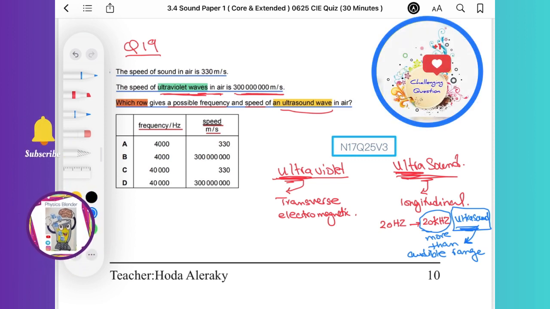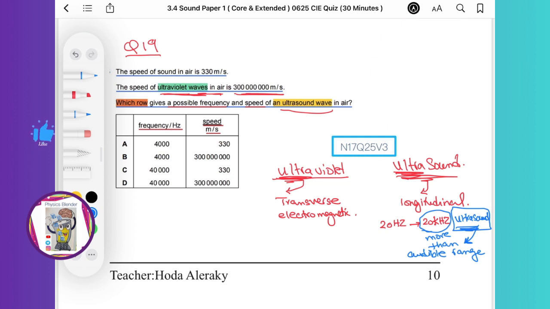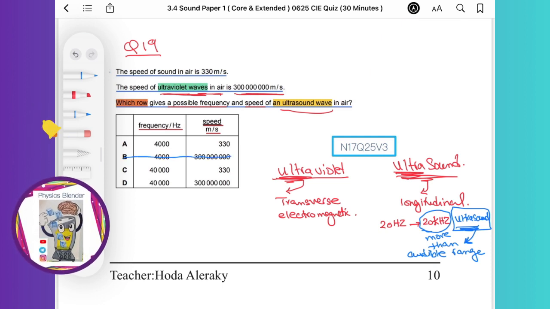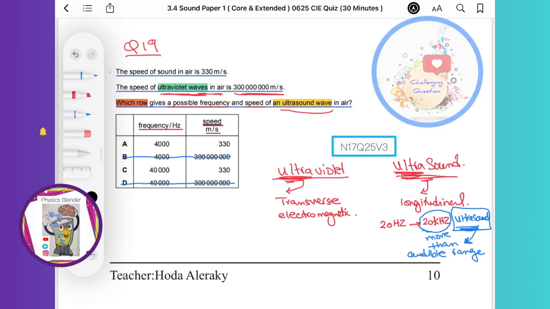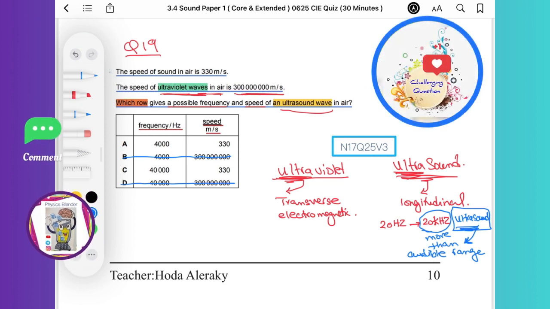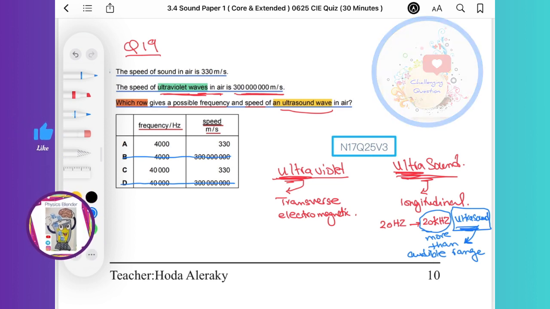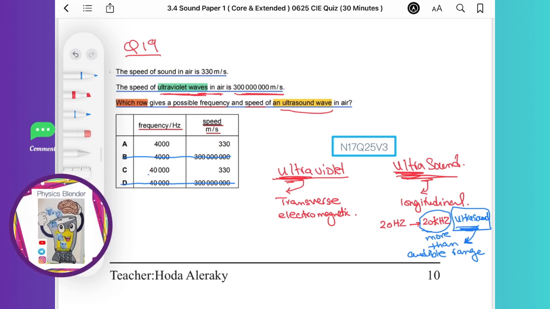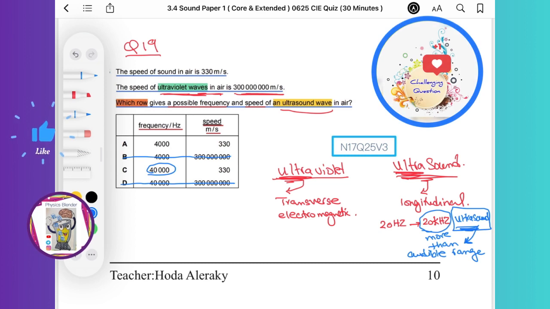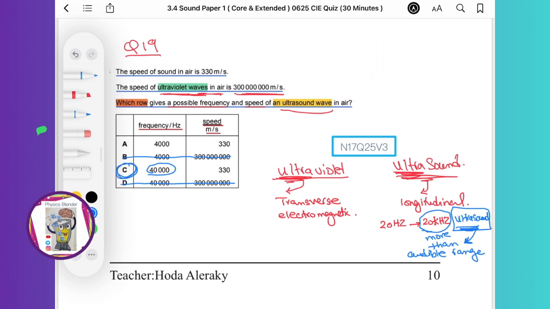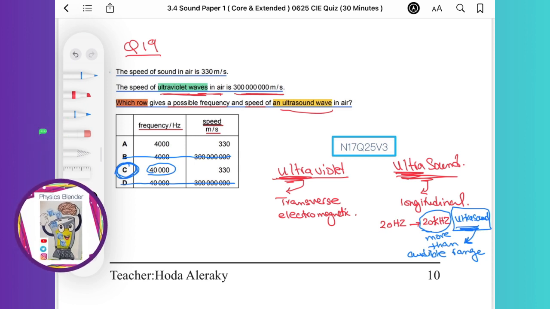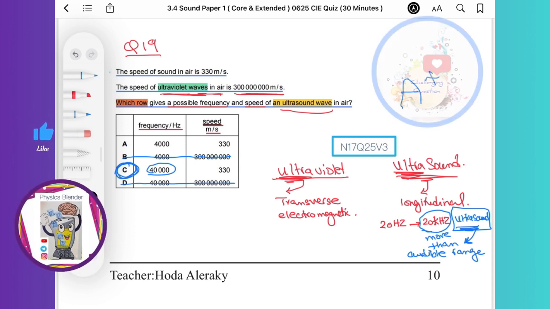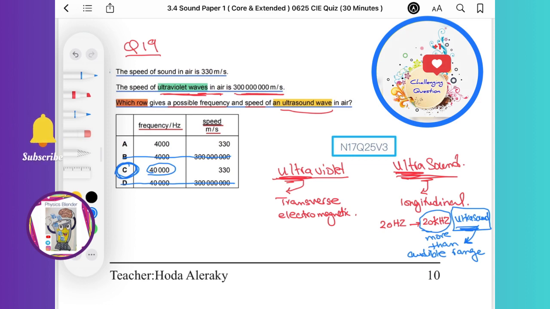So when we are comparing between ultraviolet and ultrasound, its speed is not 300 million meters per second, so you have to exclude B and D. When you compare, you have to choose the frequency which is exceeding, like here, this is 40 kilohertz, exceeding the audible range. So the answer here is C. This question is challenging and is very important.